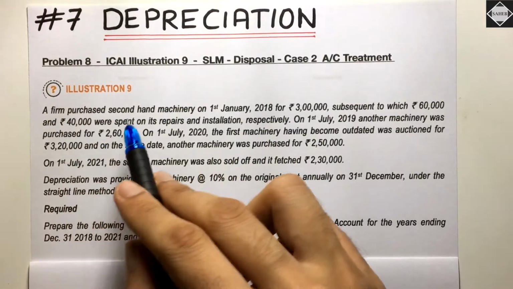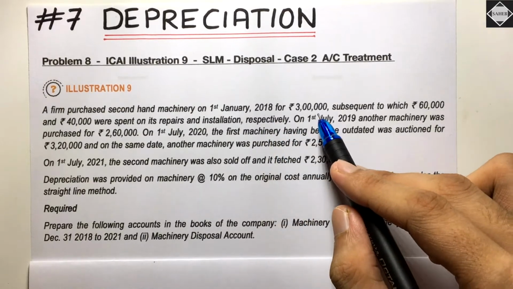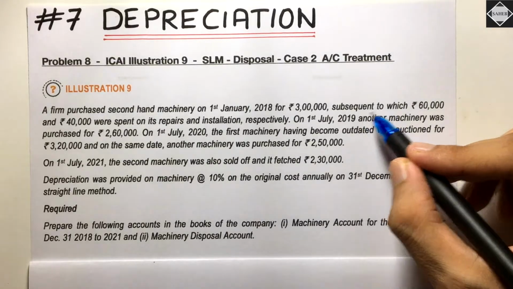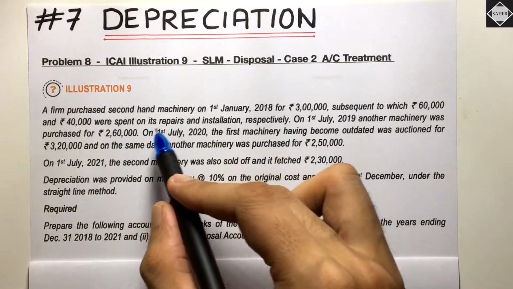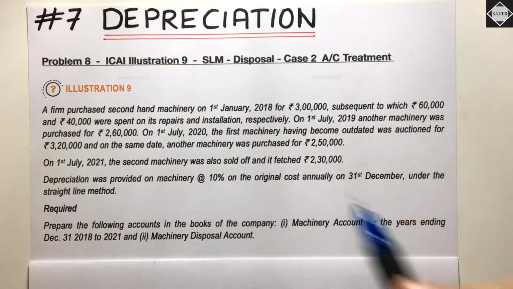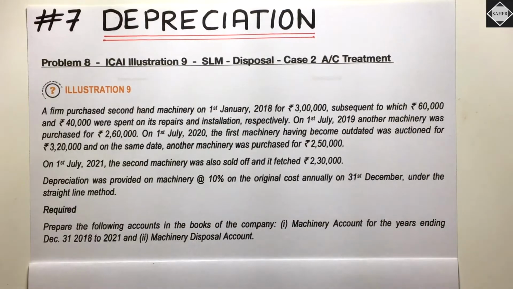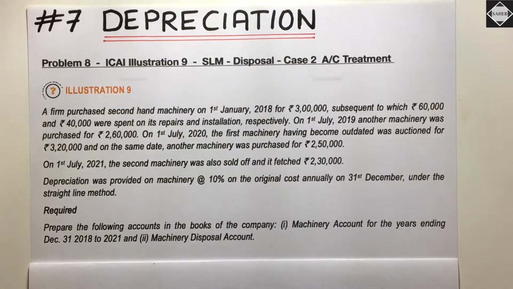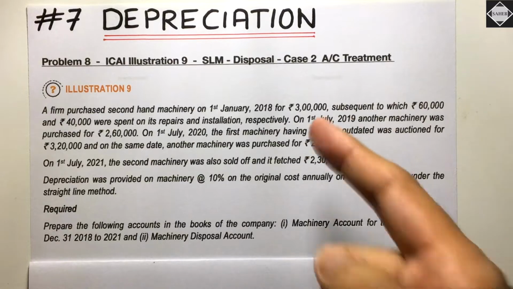A firm purchased second-hand machinery on 1st January 2018 for 3 lakh. Second-hand machinery we have purchased on this date, 1st January 2018. Subsequent to which, just after that, 60,000 and 40,000 were spent on its repairs and installation. See what's happening over here. What did I tell you in the conceptual video itself? Whenever you make any expenditure which is directly connected with the acquisition of the machinery, acquisition of the asset, then it is added with the cost. It is capitalized. It is capital expenditure.